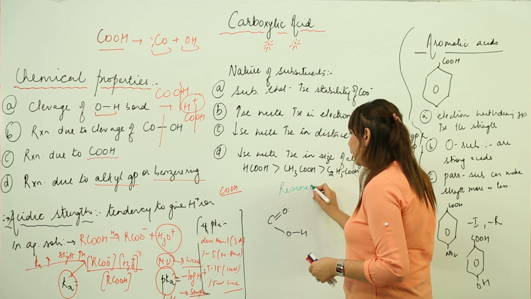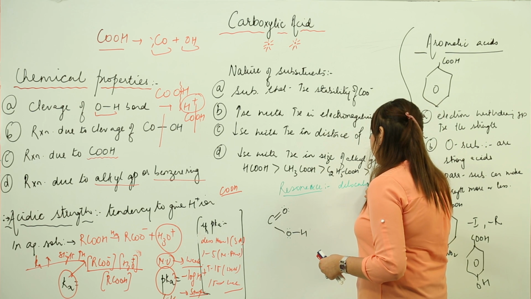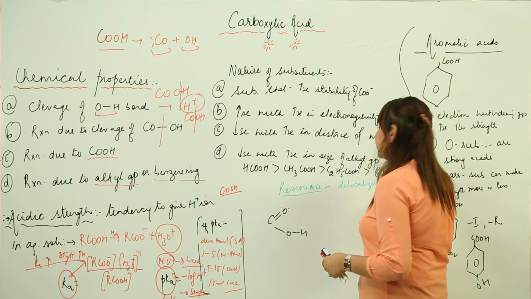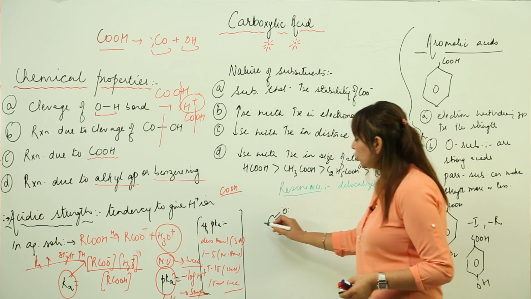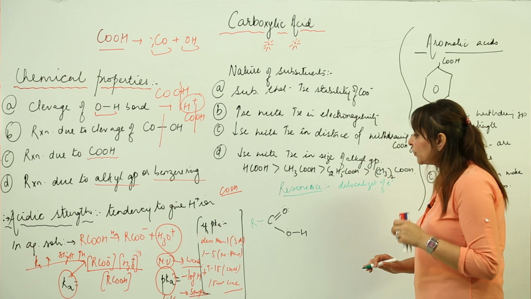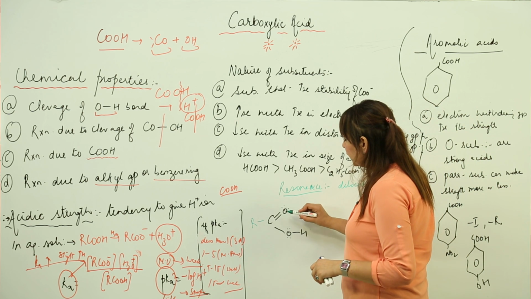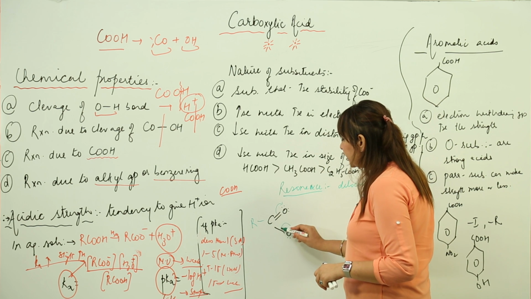So here, what happened is there is delocalization of electrons. You know that resonance is the delocalization of electrons, which you can see in this case. So if I talk about the carboxylic acid, it has a structure like this. This can happen: the electron pair of this bond gets shifted here and this gets shifted here.